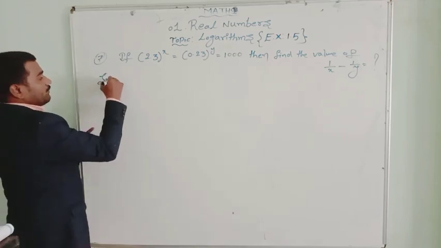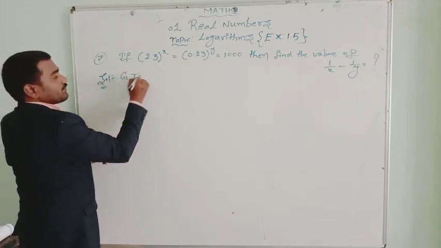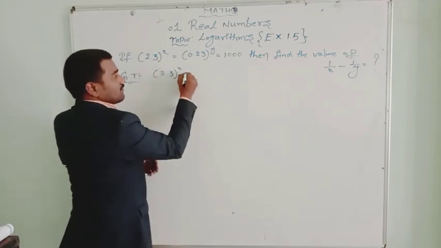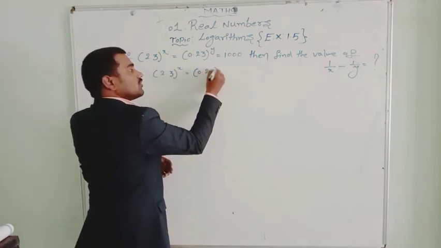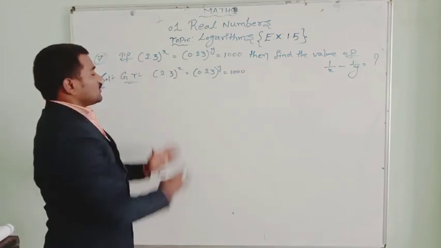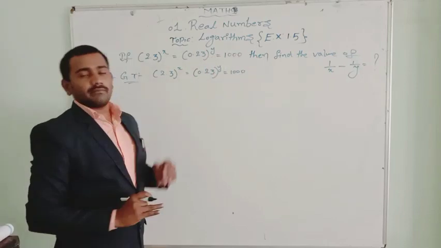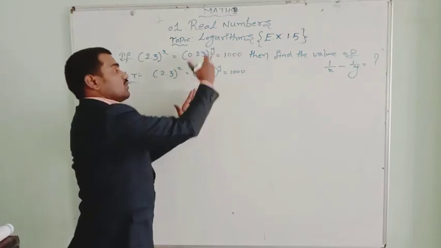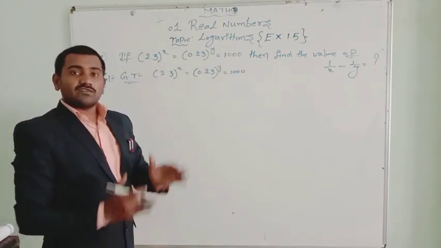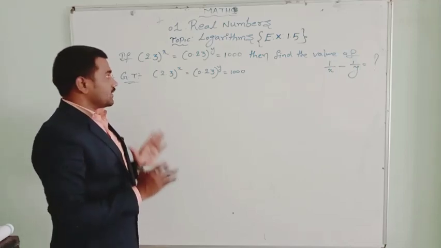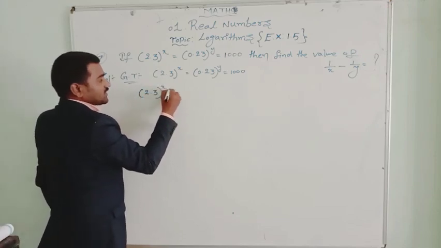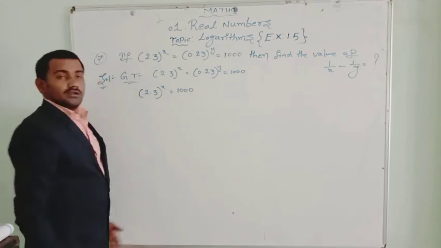Let's see the solution. As given, 2.3 whole to the power of x is equal to 0.23 whole to the power of y is equal to 1000. Here, if you observe, 2.3 whole to the power of x equals 1000, and also 0.23 whole to the power of y equals 1000. Two statements, that means a system of two equations. Let's take one equation to solve it very easily. Let's take the first equation, 2.3 whole to the power of x equals 1000.